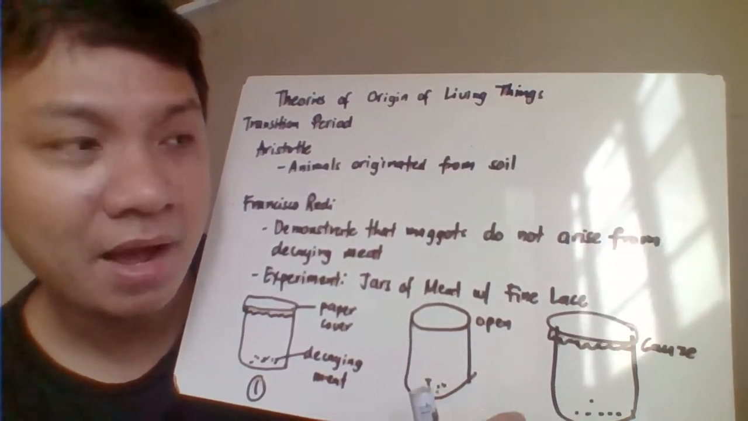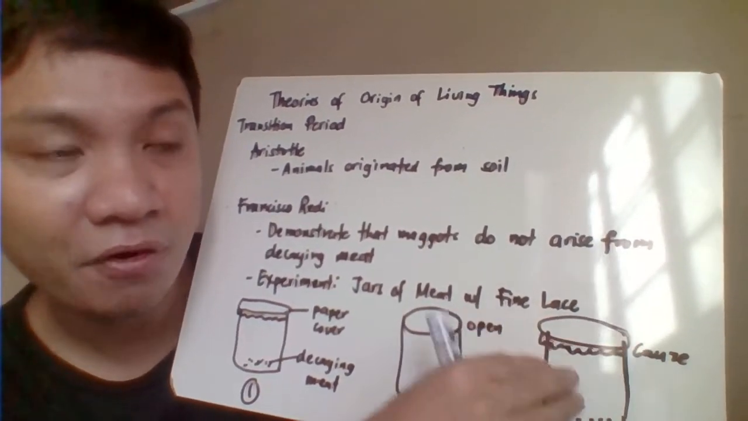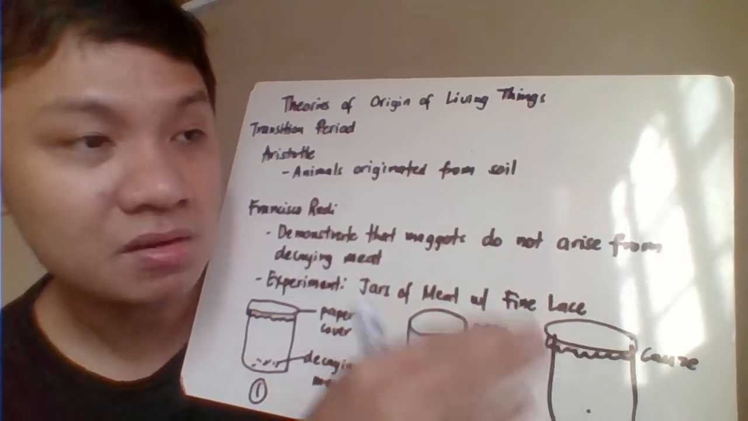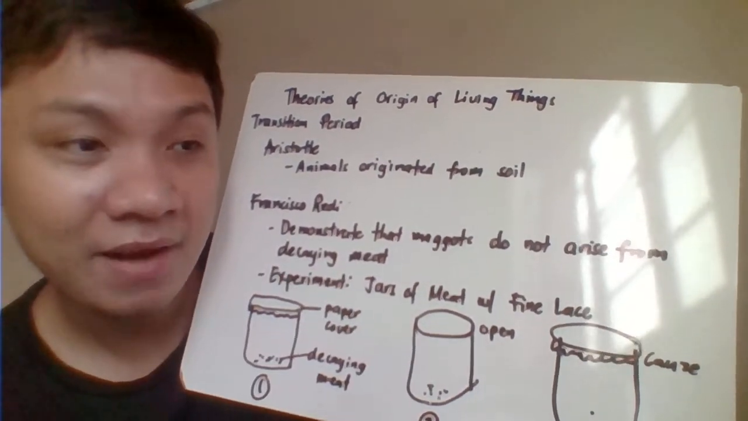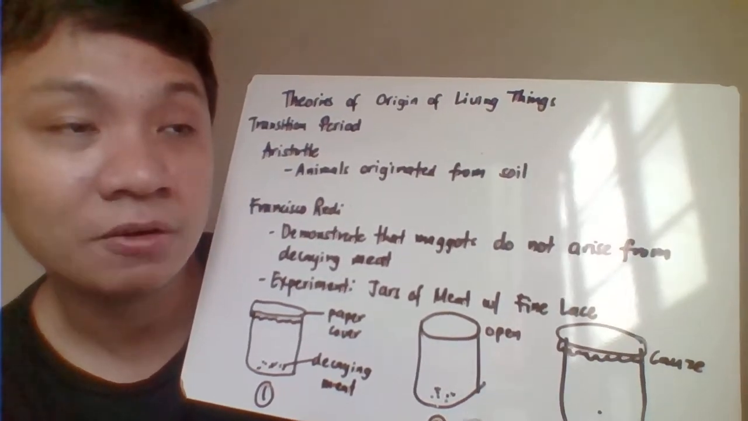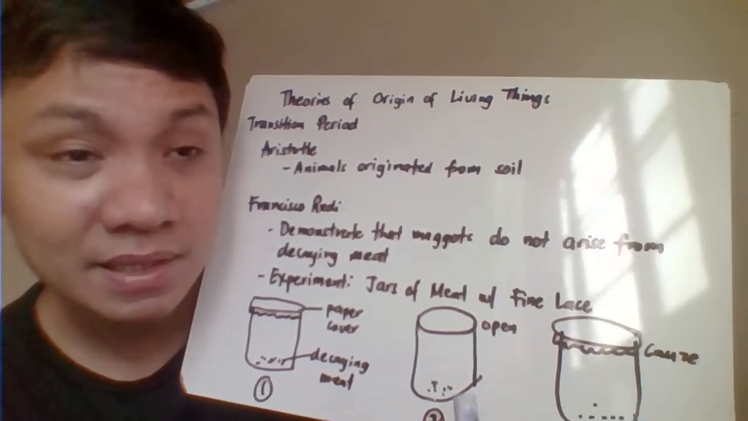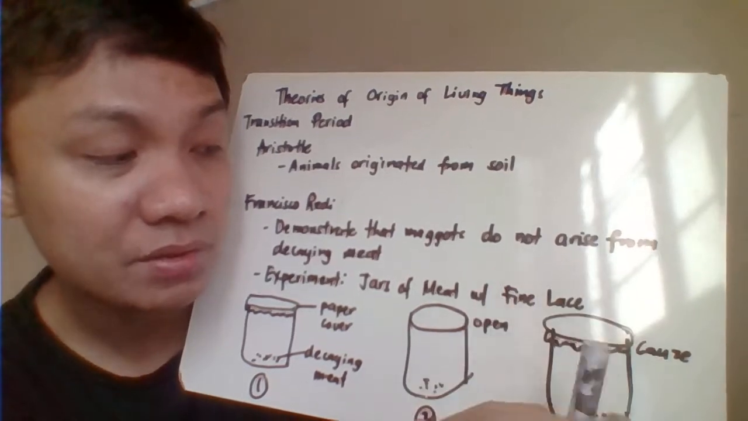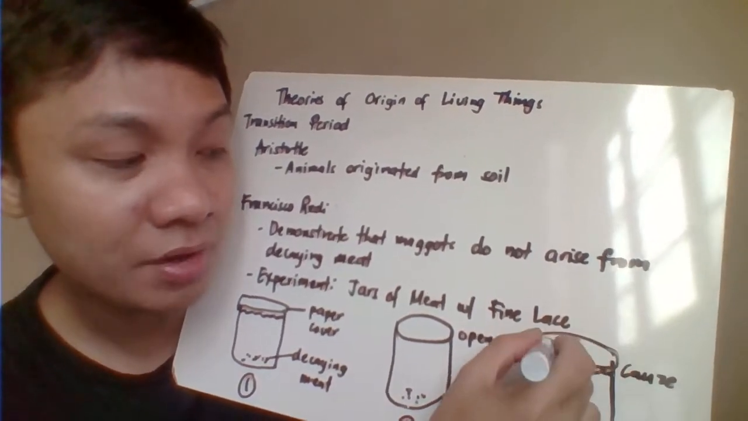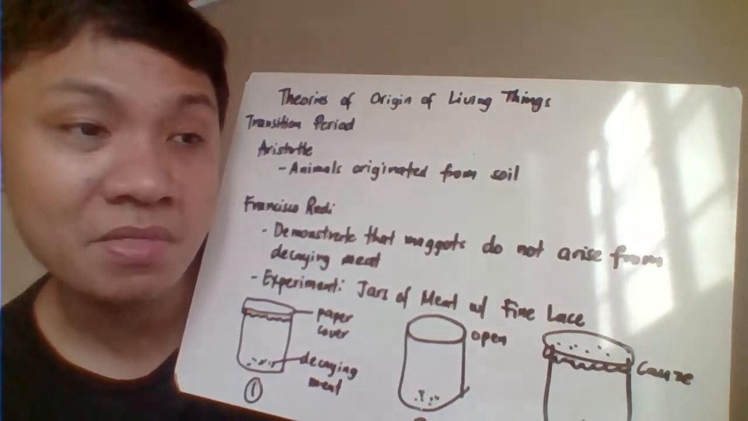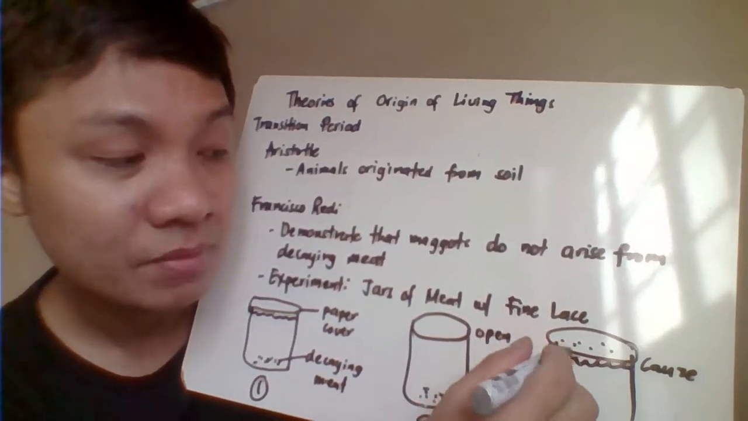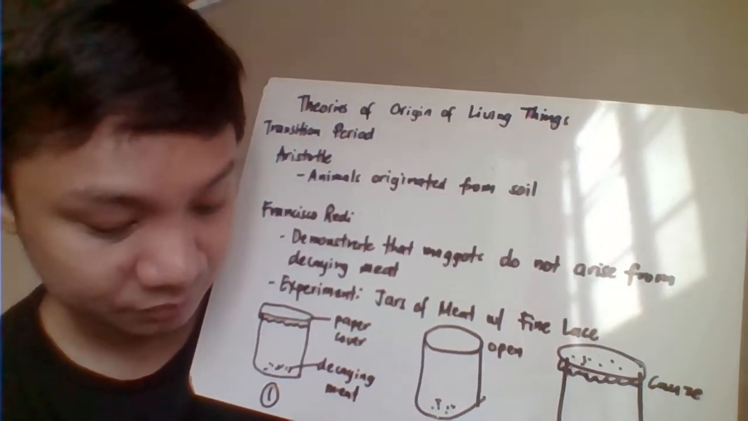Why magkakaroon ng maggot dito? Because remember, you just covered this one with a gauze pad lang. And still naamoy pa din ng flies natin na may decaying meat dito. Since they are attracted, the fly will concentrate on this area kasi hindi sila makapasok, and that becomes their nesting place. So dito sila maglilay ng egg.